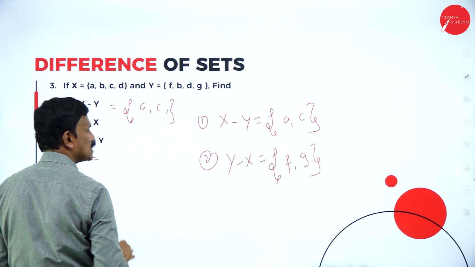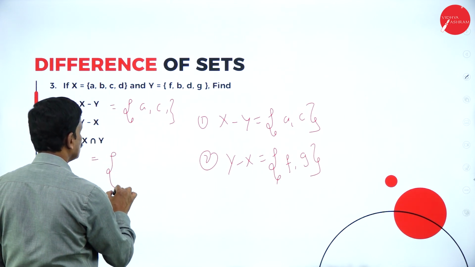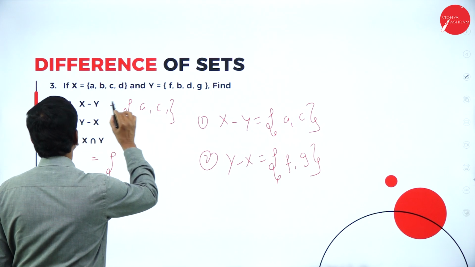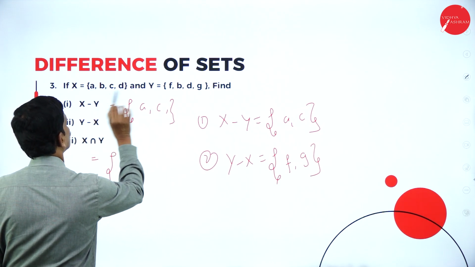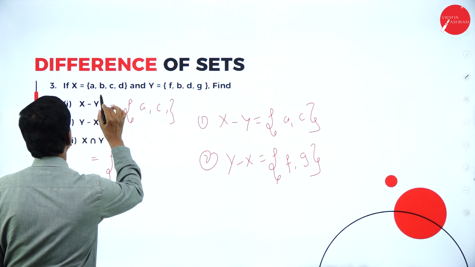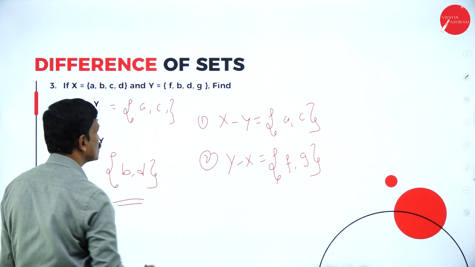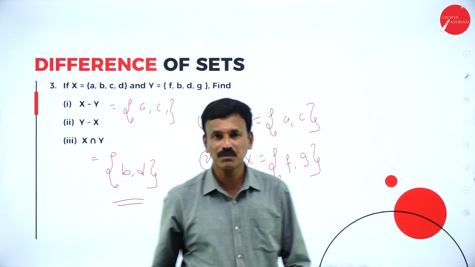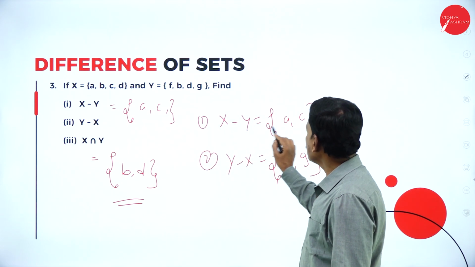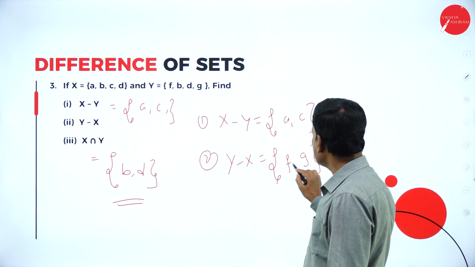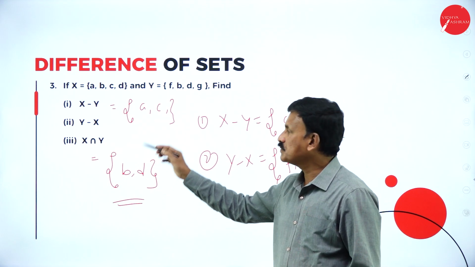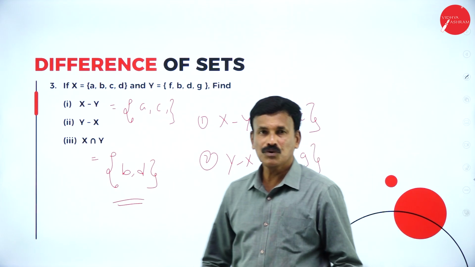This is X intersection Y. Intersection is nothing but the common. What is the common in these two? A is not common, B is a common element, then C is not there, D is also the common element. B comma D is the common. The intersection is B comma D. So X minus Y is A comma C, Y minus X is F comma G and the intersection of these two is B and D. Hope you followed.